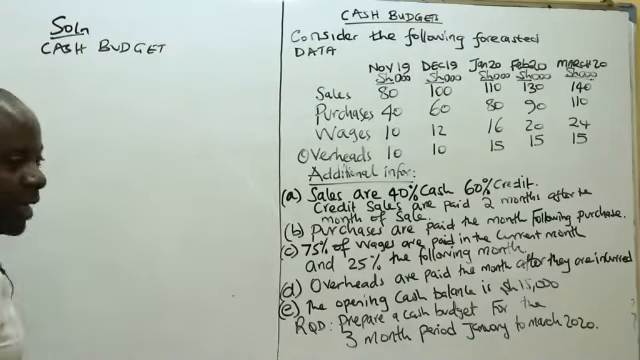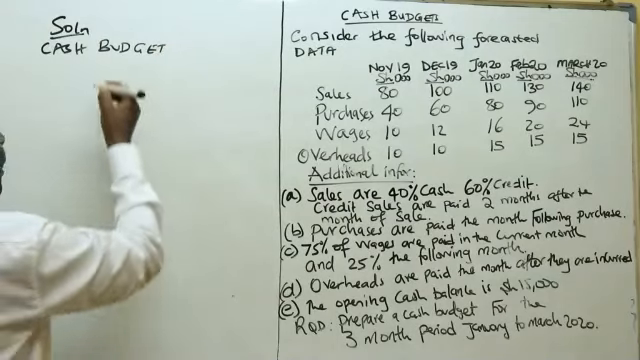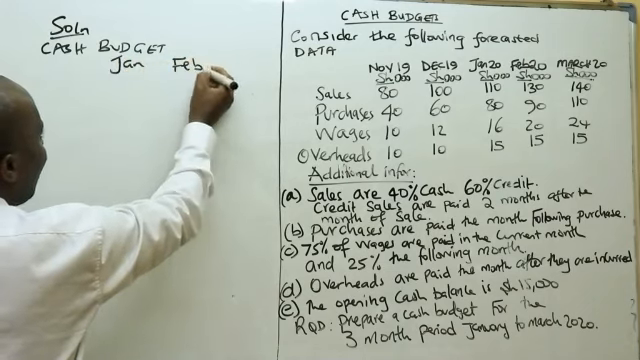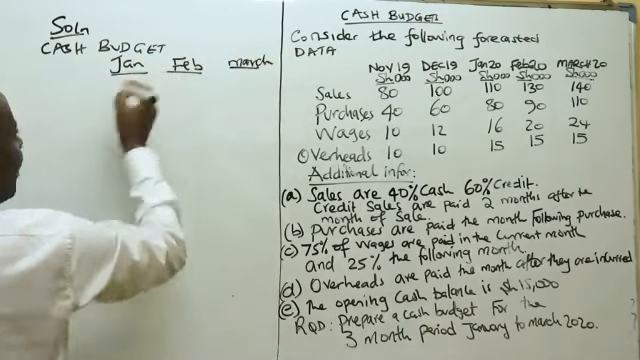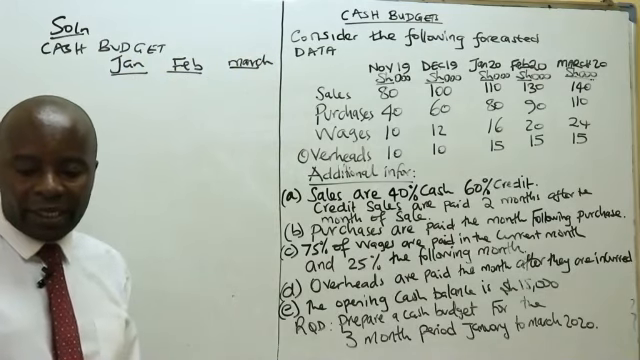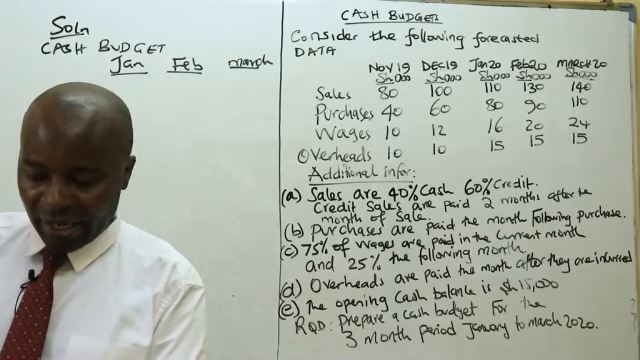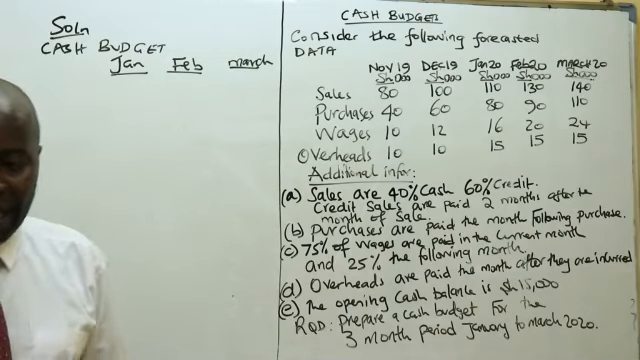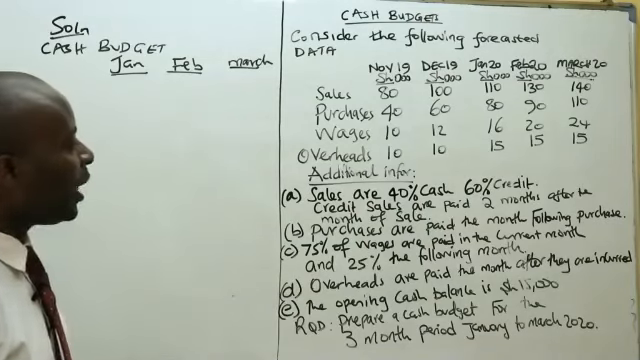They have specified the number of months. They have told us here the months are January, February, and March. 3 months, the first quarter. So we begin with sales.